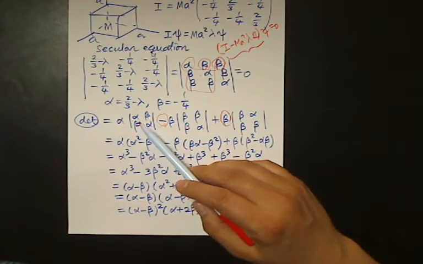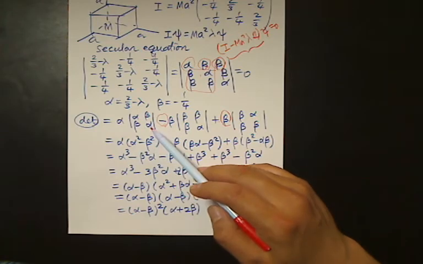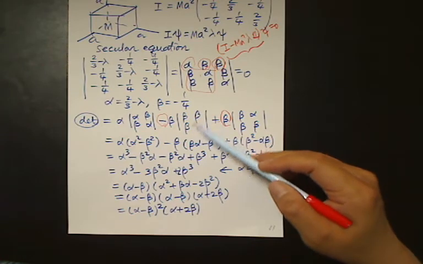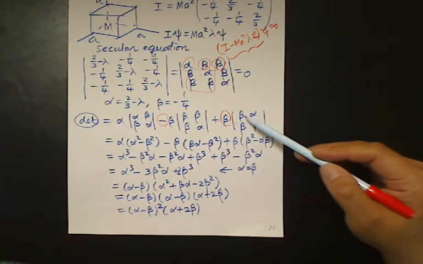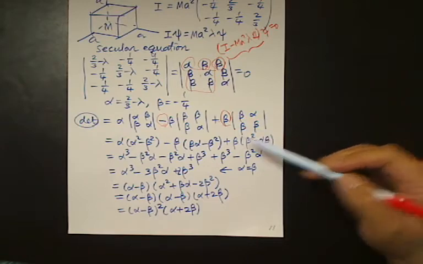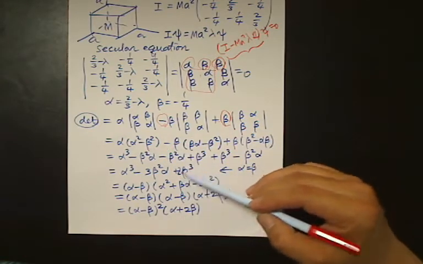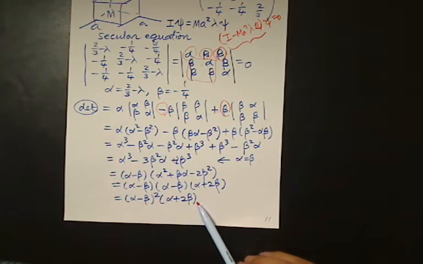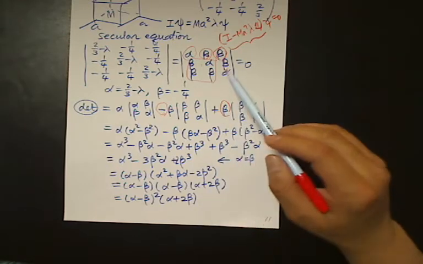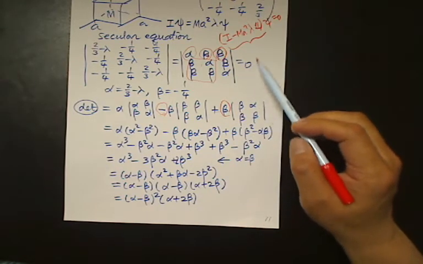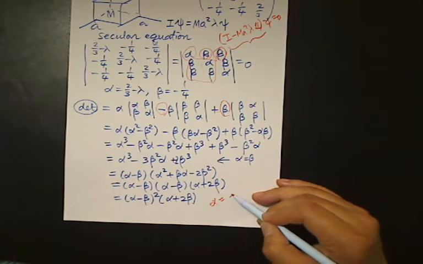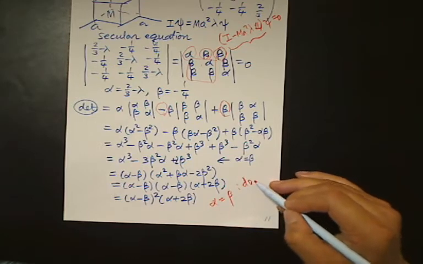Okay. We can expand this one. This one is alpha squared minus beta squared. And this is alpha beta minus beta squared. And beta squared minus alpha beta. And the detailed calculation shows that it factorizes, so that we have (alpha minus beta) squared times (alpha plus 2 beta). The solution for having a vanishing determinant is alpha equals beta, which is doubly degenerate.